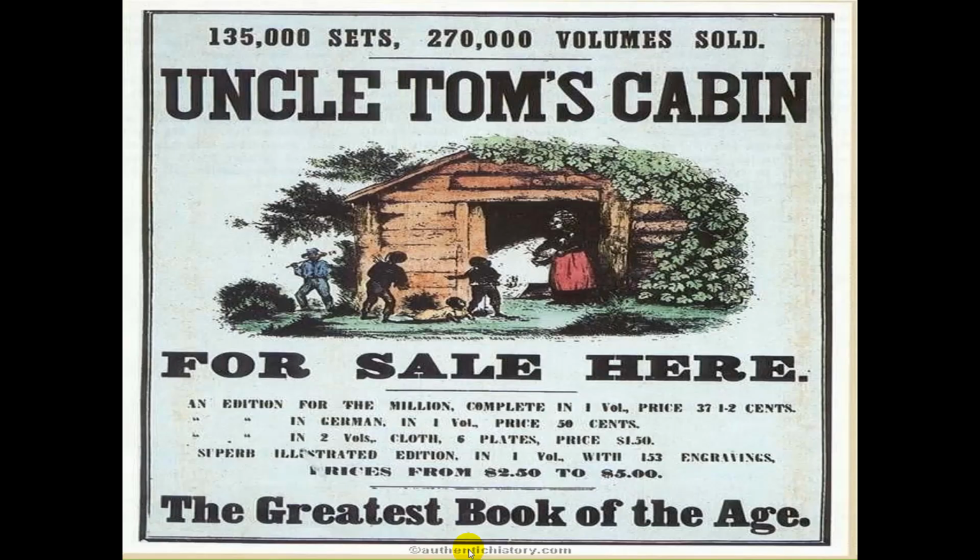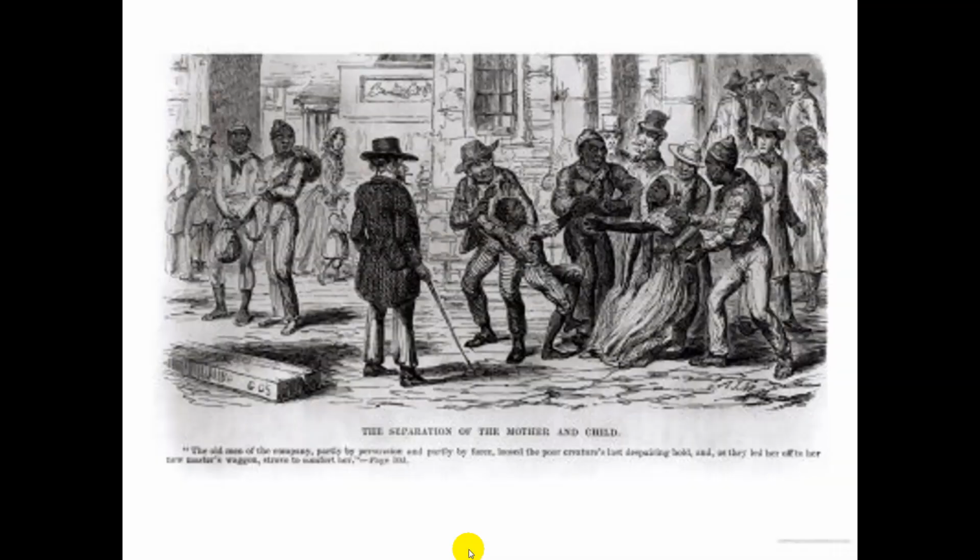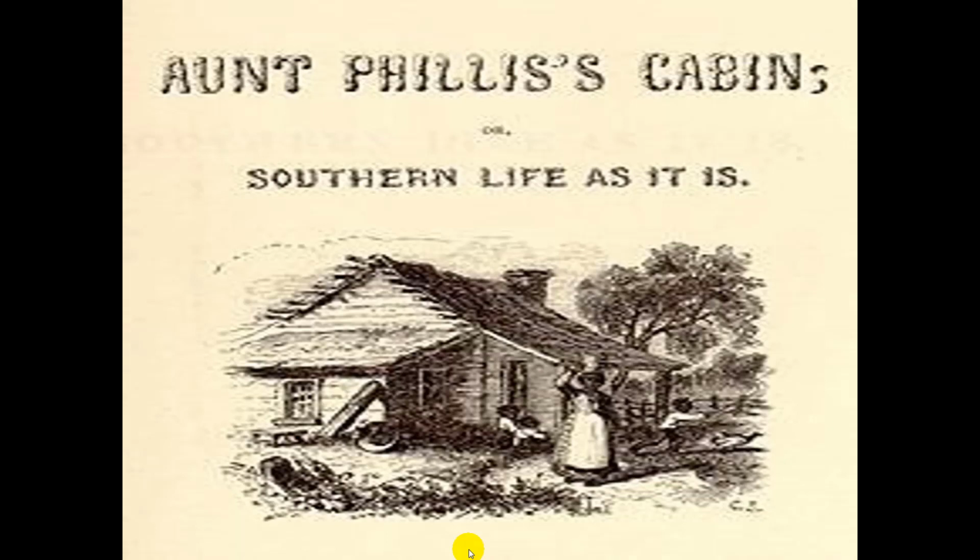So here is a poster representing Uncle Tom's Cabin for sale. If you just look at that, you can see different languages listed down below. And then here's a picture showing a child being taken from her mother, which is one of the more horrific parts of slavery, when families are separated from one another.